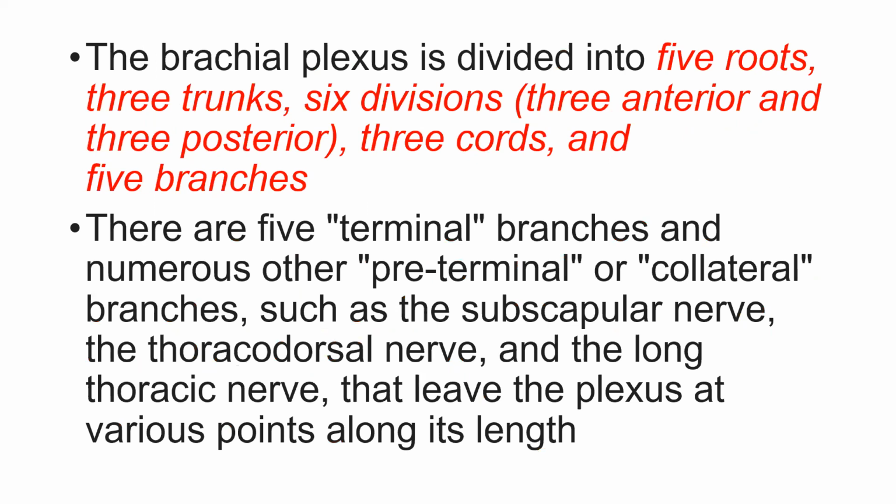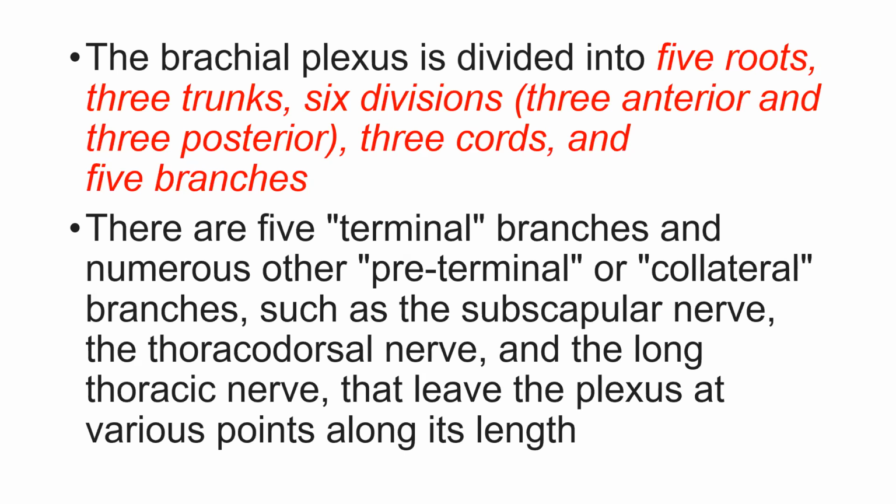The brachial plexus is divided into 5 roots, 3 trunks, 6 divisions, 3 anterior and 3 posterior, 3 cords, and 5 branches. These are what you should draw. You should draw these roots, the trunks, the divisions, and with time you draw the branches that come out, and you will never forget them.